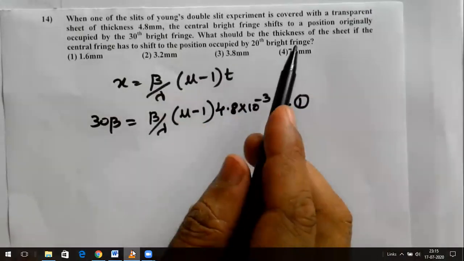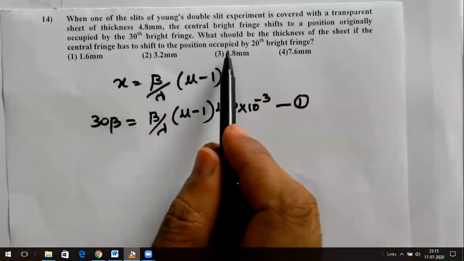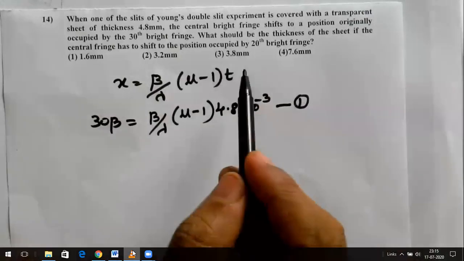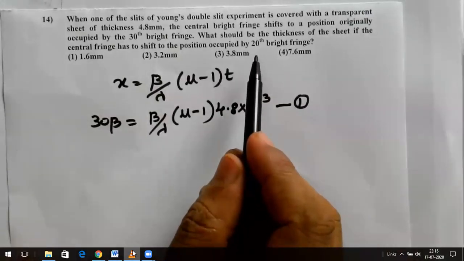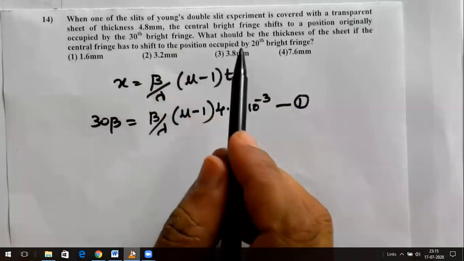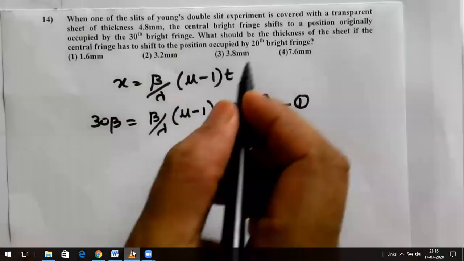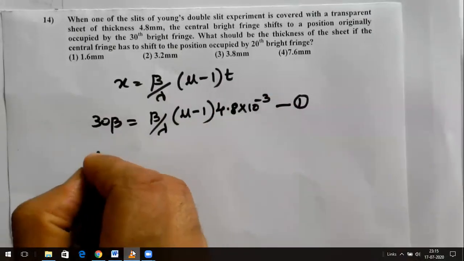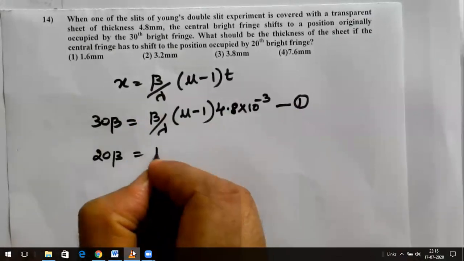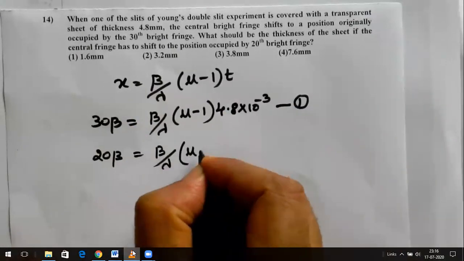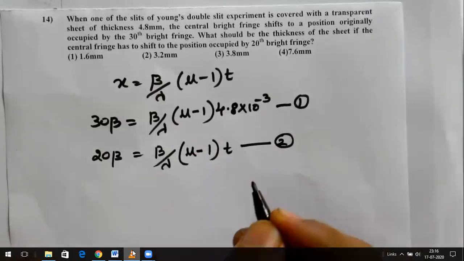Now, what should be the thickness of the sheet if the central fringe has to shift to the position occupied by the 20th bright fringe? In the original fringe pattern, if the 20th fringe is at a certain distance, after introducing the medium, the central fringe should go to that position of the 20th bright fringe. So the new equation can be written as, if x has to be 20 beta, beta by lambda, the same type of medium, but the thickness is different, T. What is this? This is the question mark.